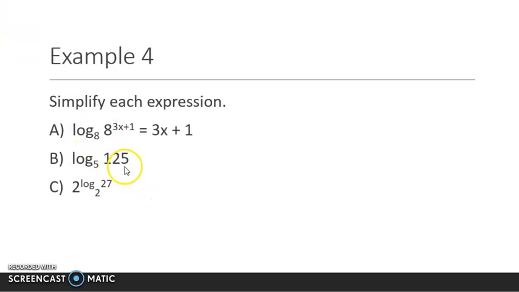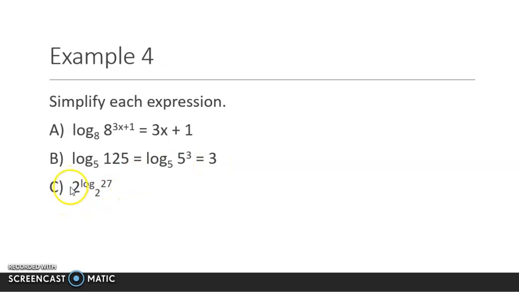In the second one, you can just use logic to figure this out. You can say 5 to what power is 125, or you can rewrite this 125 as a power of 5. So it's up to you. 5 to the third power is 125, or you can do this work. Okay, so 125 is 5 to the third. These 5s, the log base 5 and this 5 here, will cancel each other out, and you just get 3.